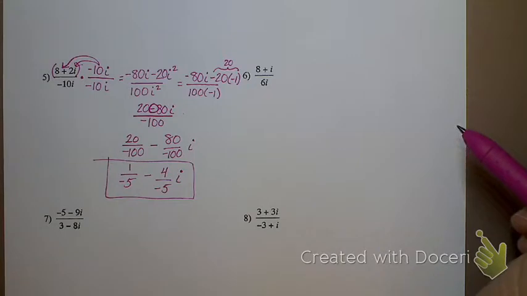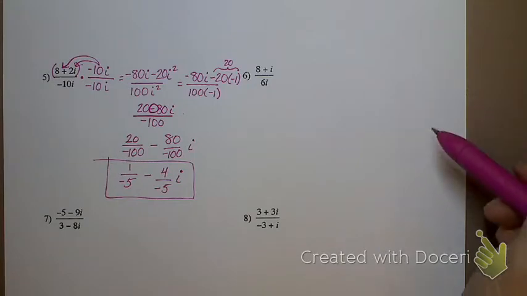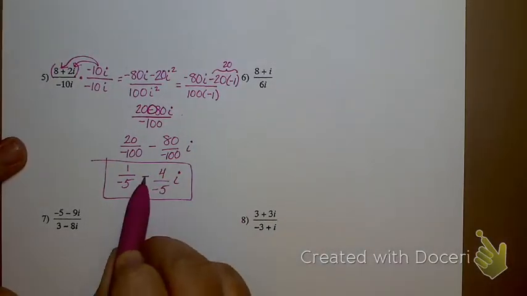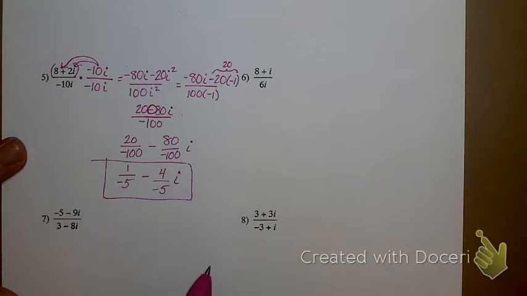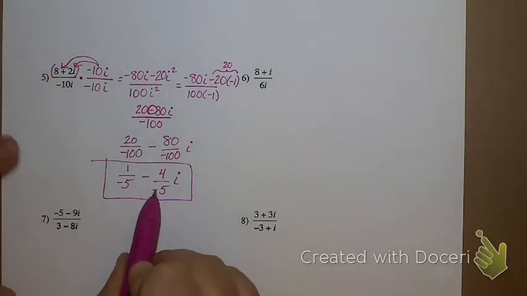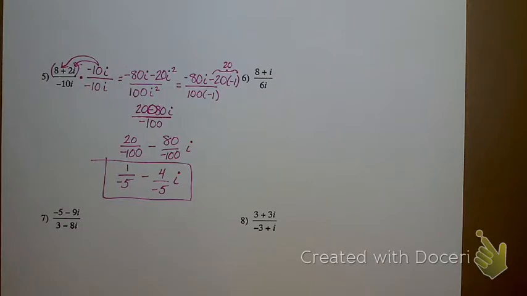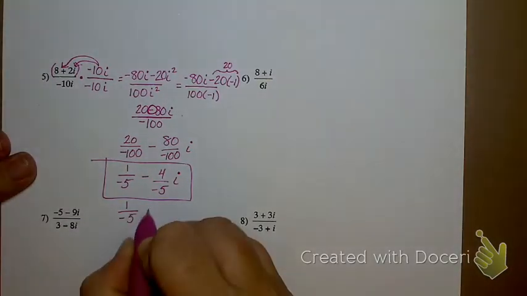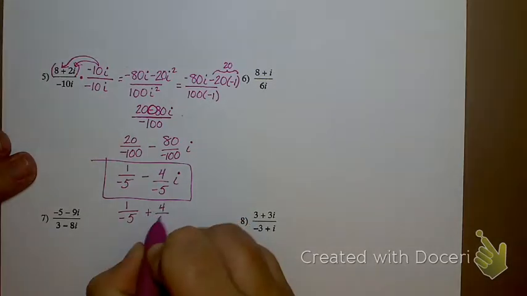Can I throw one last comment in there for those of you that understand what I just did? If you understand what I just did, you actually would never see minus a negative. What would it be? It would be a plus, because minus a negative makes a positive. So you would actually see this as 1 over negative 5 plus 4 over 5i.